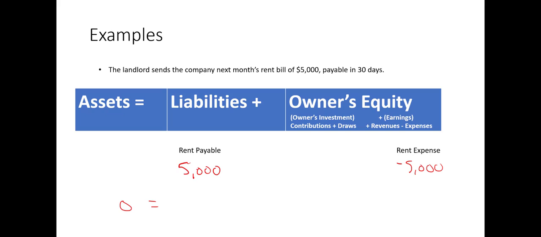And essentially, if we take a positive $5,000 here and we subtract our $5,000 here, essentially we have a 0. So 5,000 minus 5,000 is going to be 0. So we have 0 under our assets, and we have 0 under our liabilities plus owner's equity. So our accounting equation is still in balance.